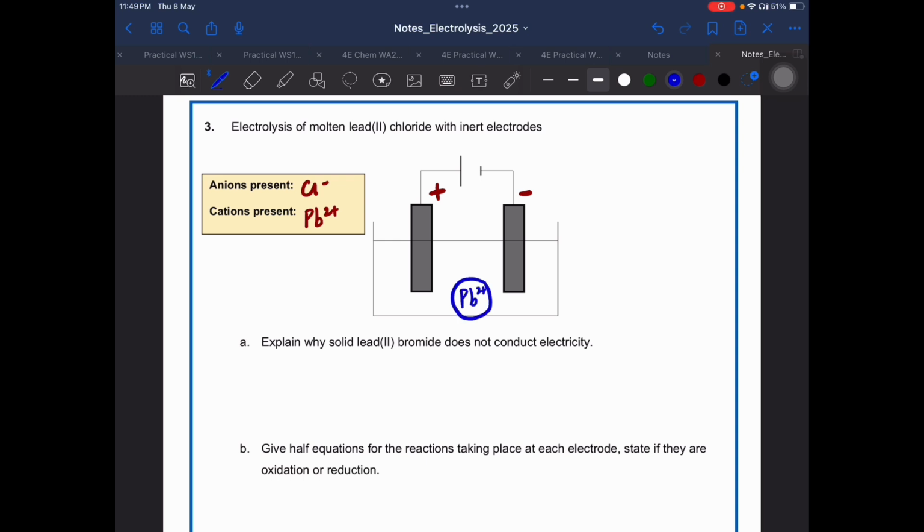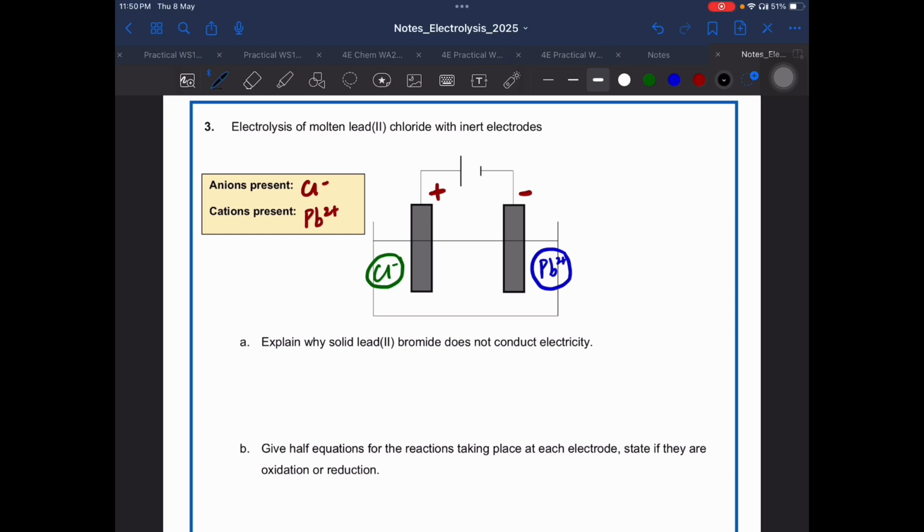So you have your lead, you also have your chloride ions. Based on what we learned just now, the chloride being negatively charged will move towards the positive electrode. The lead 2 being positively charged will move towards the negative electrode. And then at their respective electrode, reaction will start to happen. What's the reaction that can happen?